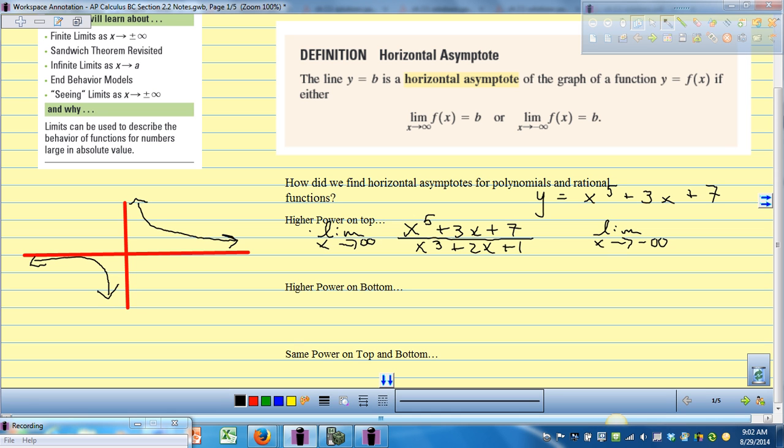All right? So really, what we're looking at to model the behavior, to model what's called the end behavior, is x to the fifth over x to the third. Well, what is x to the fifth over x to the third? X squared. Does x squared have a horizontal asymptote? No. And what is the limit as x goes to infinity of x squared?